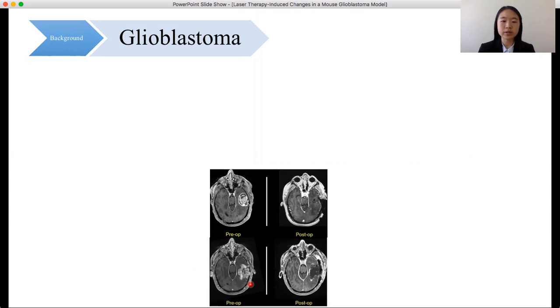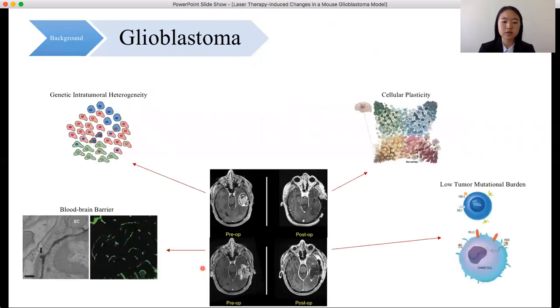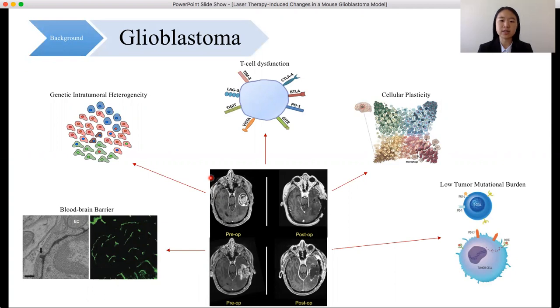The reason why glioblastoma is so difficult to treat is for the following reasons, and these just list a few of them. I won't go into detail because the one that I will be focusing on is rampant T-cell dysfunction in the tumor microenvironment. Glioblastoma cells cause the accumulation of tumor-associated macrophages in the microenvironment of the tumor. These macrophages then cause global immunosuppressive reactions in the brain that lead to T-cell dysfunction and T-cell exhaustion.